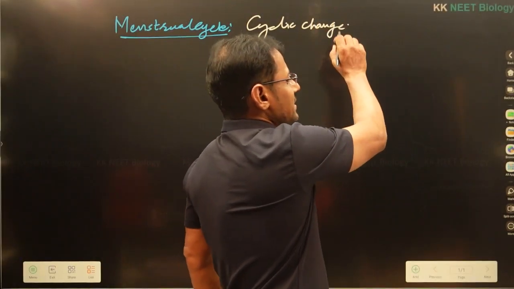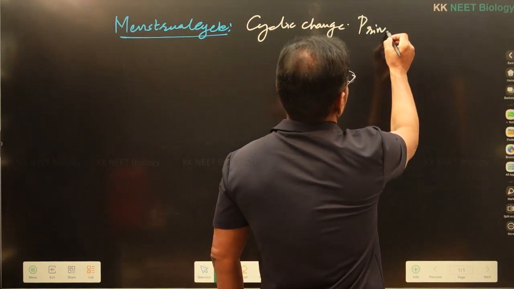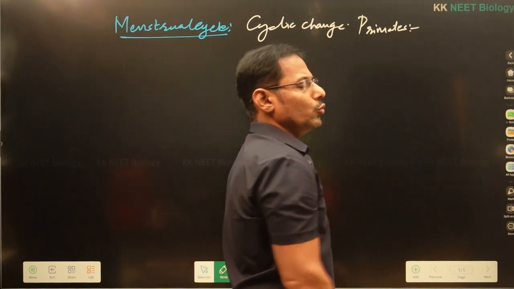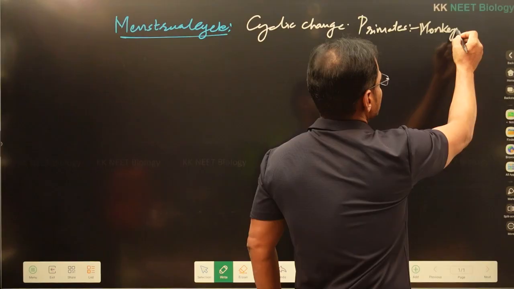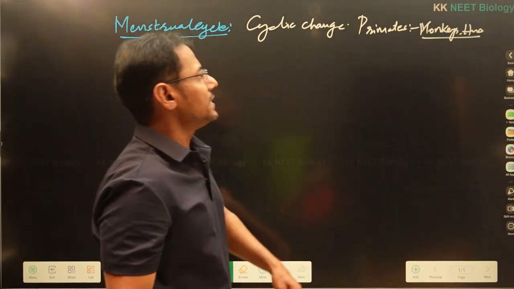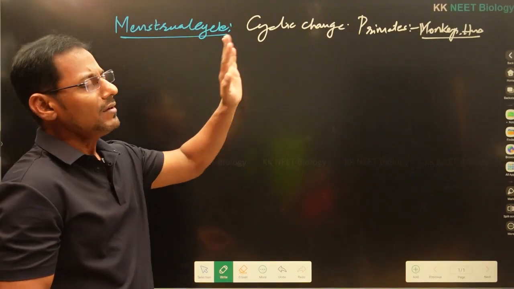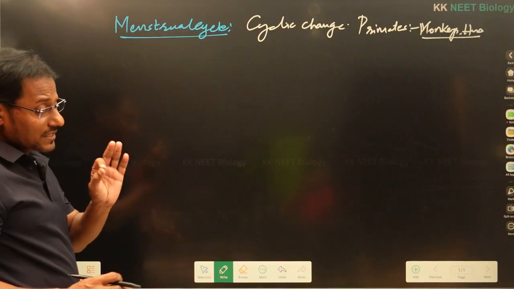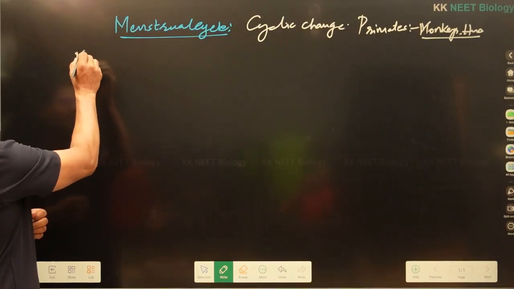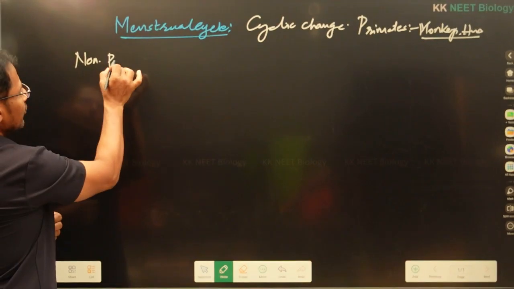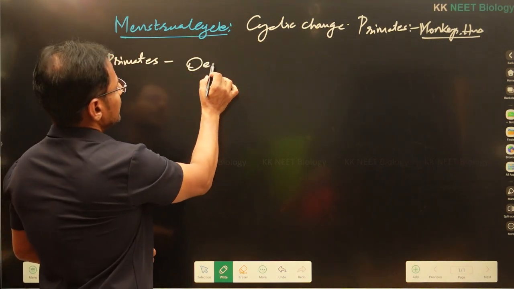Generally it takes place in primates, so you have to remember these examples too: monkeys, human beings, and some other primates. So the menstrual cycle takes place in primates. If this kind of change takes place in non-primates, then we call it the estrous cycle.